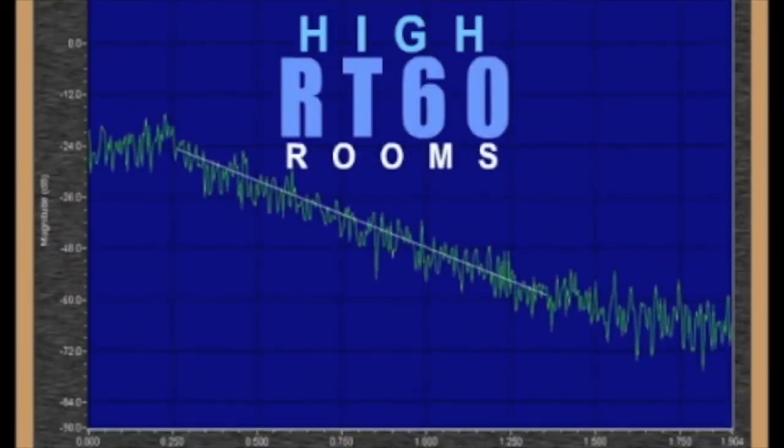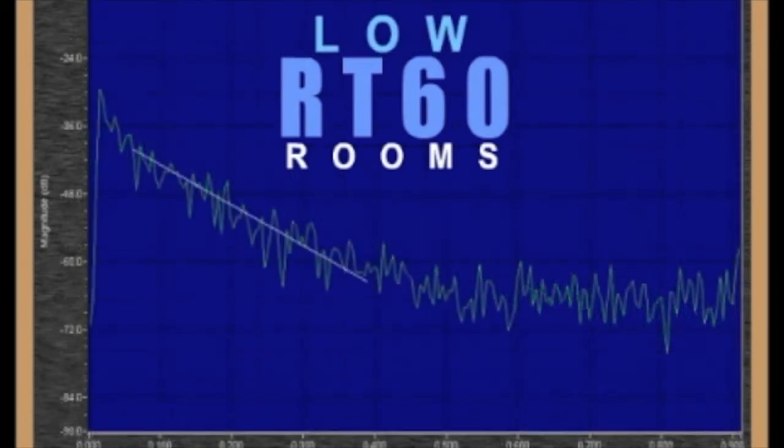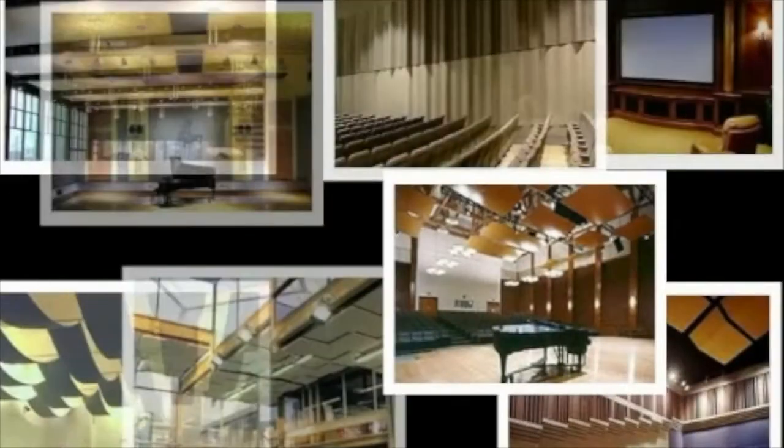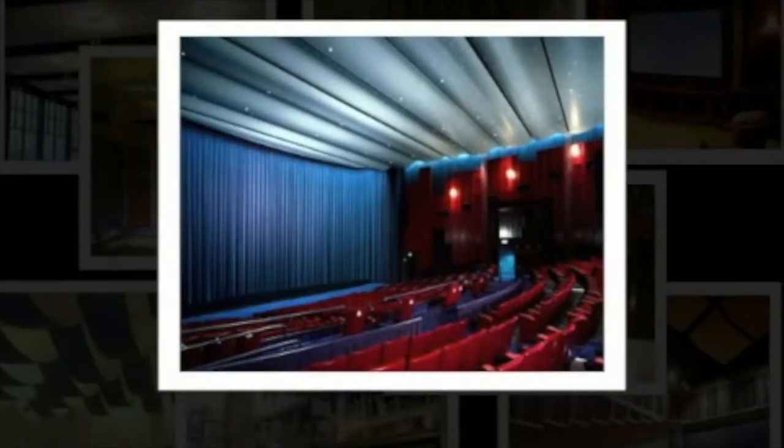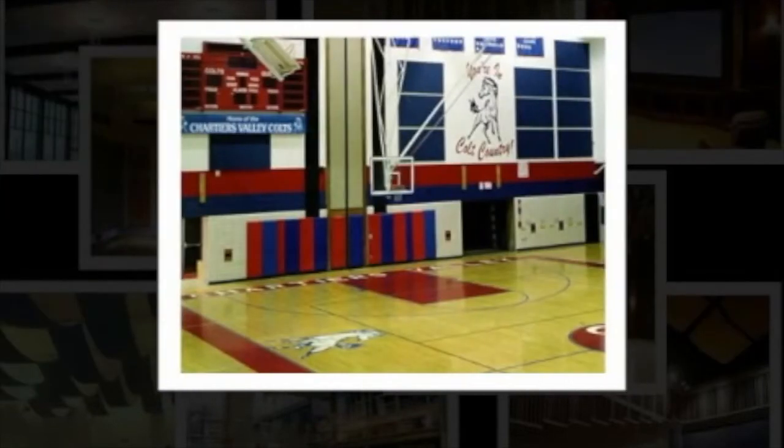Generally, rooms with a high RT60 are conducive to slower traditional styles of music, while rooms with a low RT60 are best for speech and contemporary music. The challenge for the acoustical engineer is to generate a design that is conducive to a specific purpose. A concert hall design, for example, is vastly different from that of a multi-purpose room or a worship center.